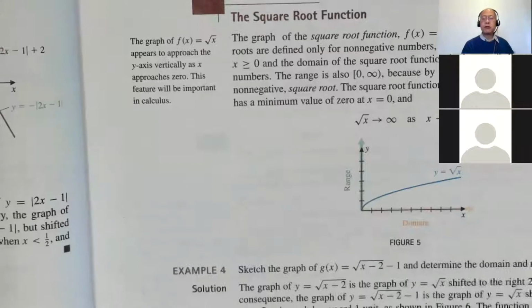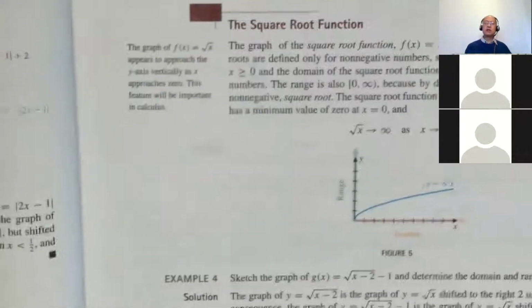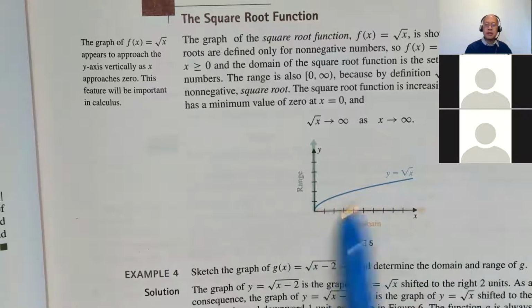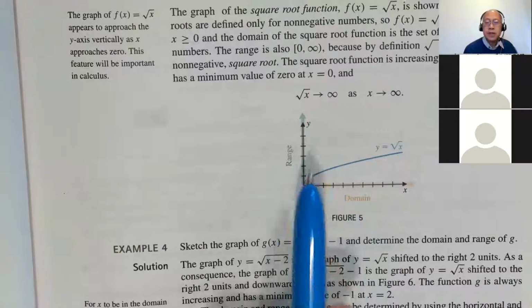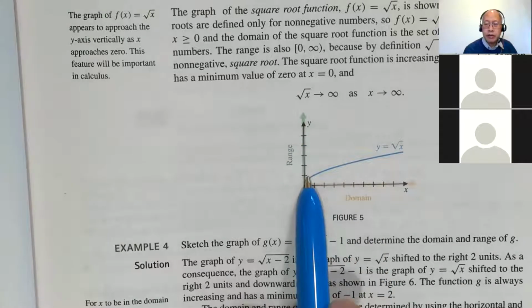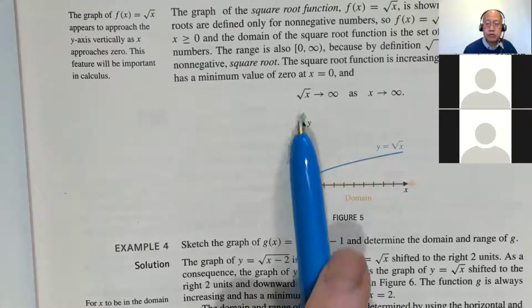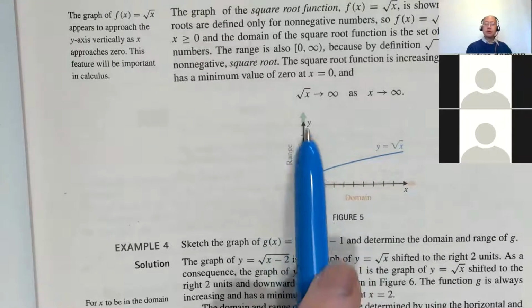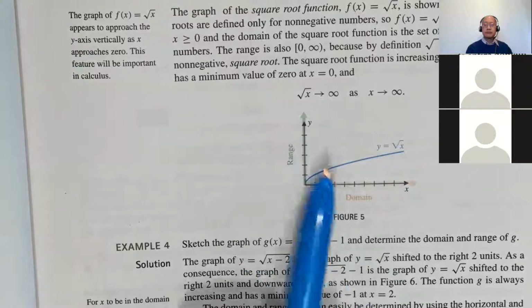Okay, the other function I want you to be familiar with is the square root function. Square root function generally goes something like this. They only give me the first quadrant, and there's a good reason for that. You can't take the square root of a negative, and the answer that comes back cannot be negative. So first quadrant is good enough.